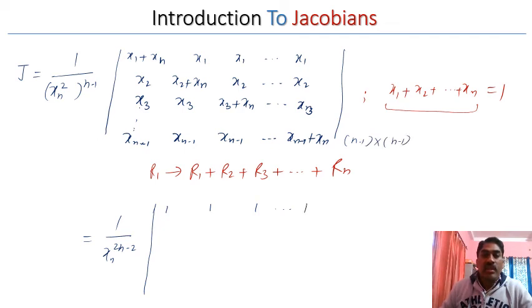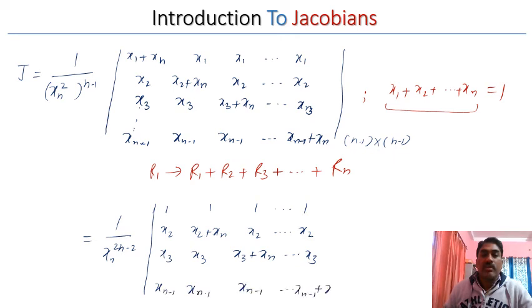So this, and then sorry, the first element, yes, then x2 and x2 plus xn and x2, and in this fashion x3, x3 plus xn, x3, and finally xn minus 1, xn minus 1, xn minus 1, xn minus 1 plus xn.